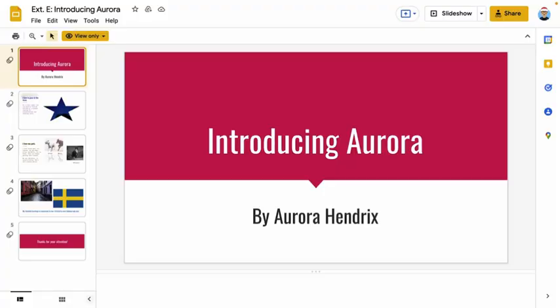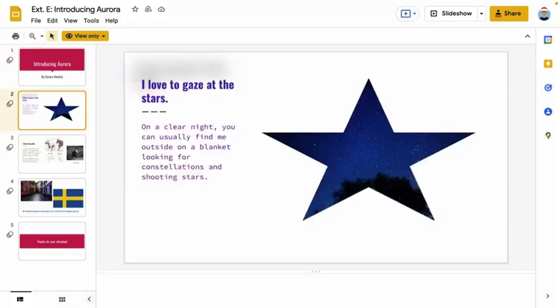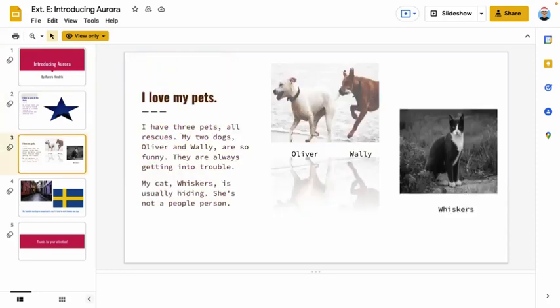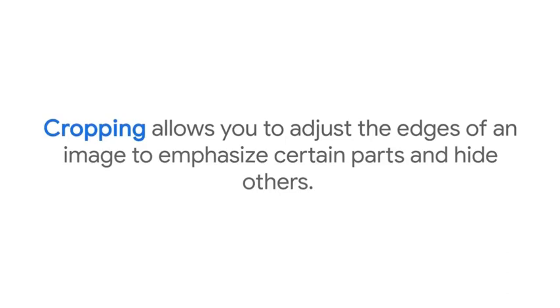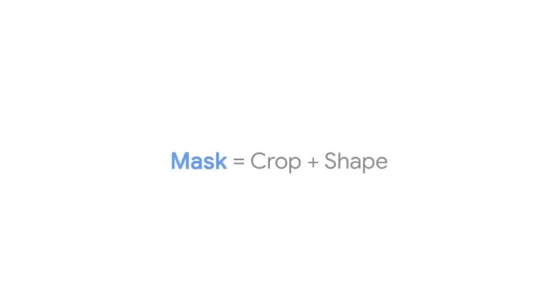In this extension, you will format text and images to vary the look of your presentation. To do this, you will use image cropping and masking. Cropping allows you to adjust the edges of an image to emphasize certain parts and hide others. A mask is a kind of crop, but instead of a rectangle, you can choose from a variety of different shapes, like hexagons or circles.